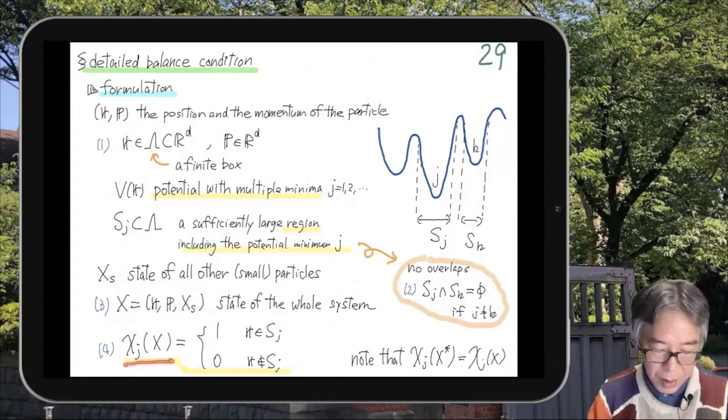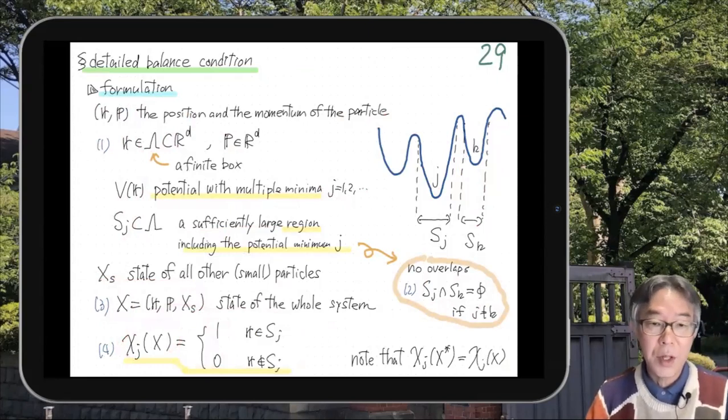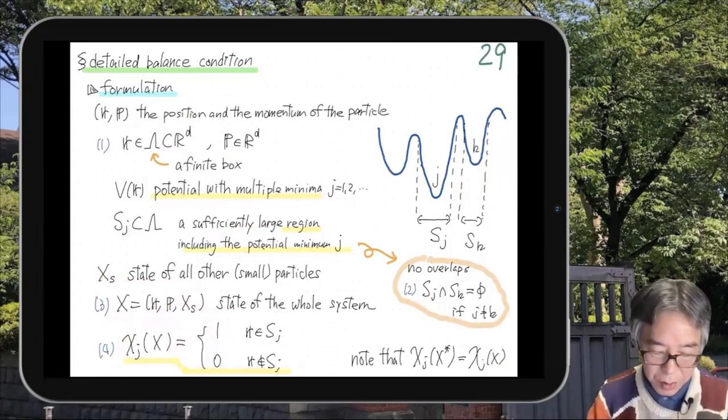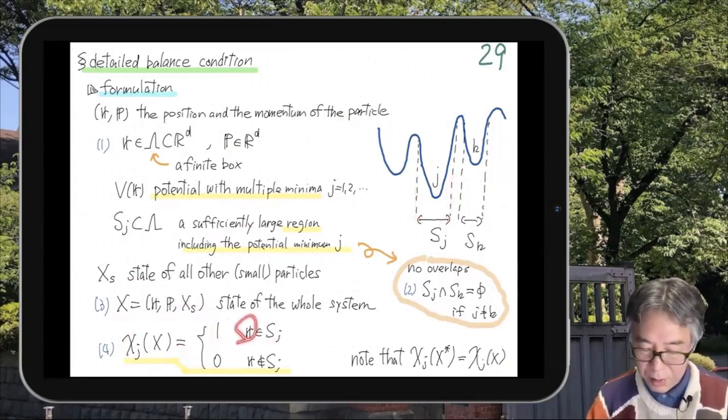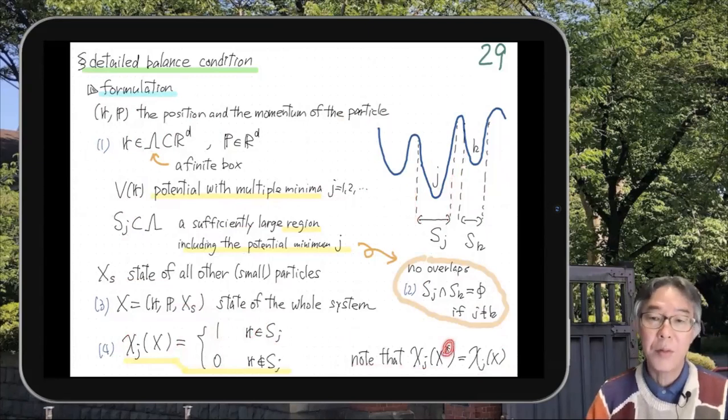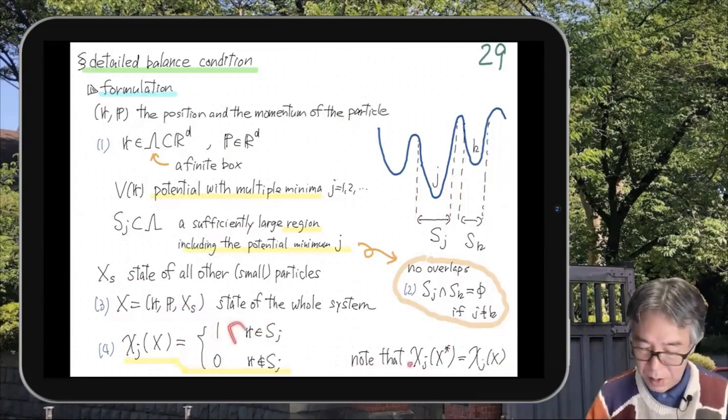By this chi_j of x, this takes 1 or 0. This is a characteristic function which examines whether the particle is in this support S_j or not. If the particle is found here, this function is 1. If the particle is not in this support, then it's 0. Since this depends only on R, I remark that this chi_j is invariant under time reversal. And this star means that you flip all the momenta, right? So since it depends only on R, this is true.